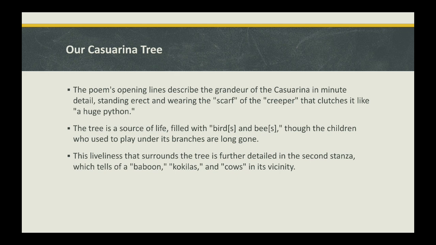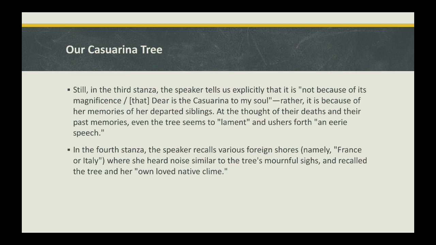This poem's opening lines describe the grandeur of the Casuarina tree, the greatness of the Casuarina tree in minute detail. Standing erect and wearing the scarf of the creeper. So they experience the long-lasting capacity of the tree that makes it wear the scarf of the creeper that clutches it like a huge python. The scarf, the marks on the body of the tree that clutches it like a huge python.